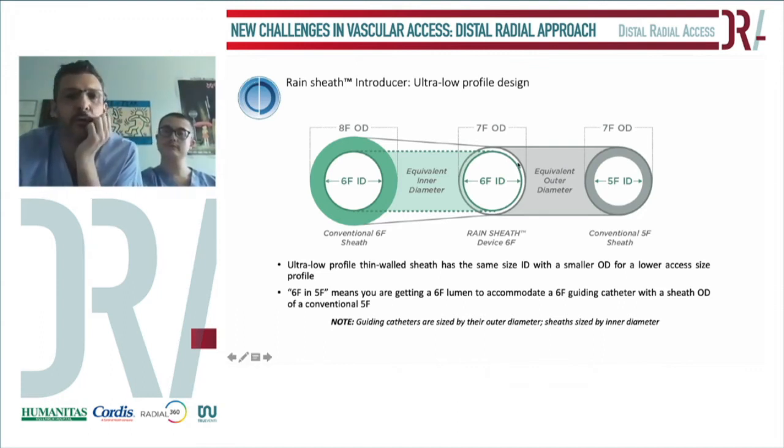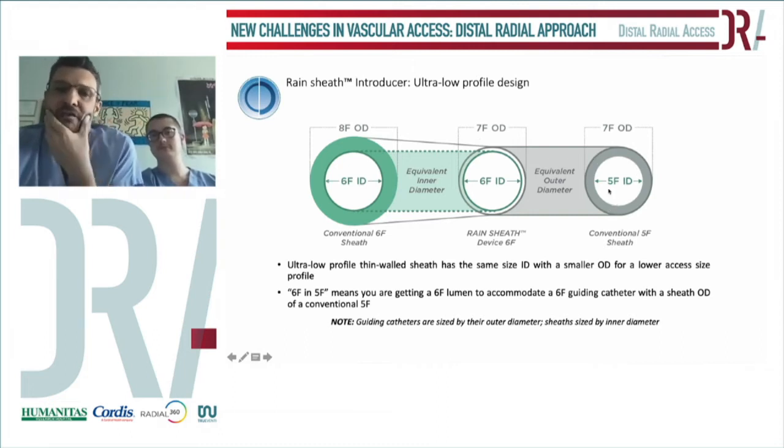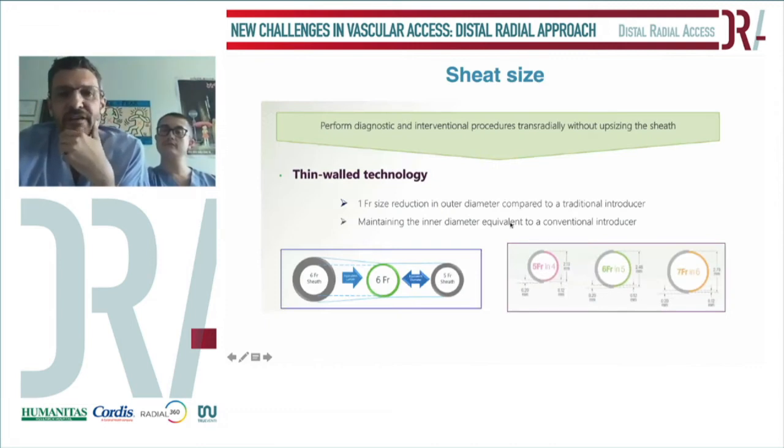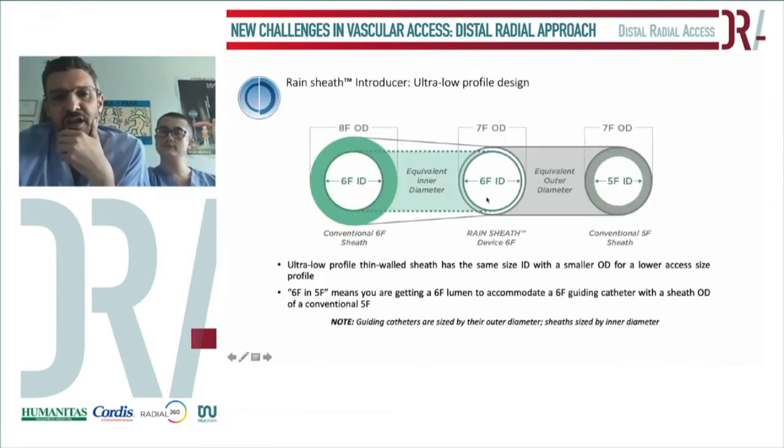This is the concept of 7 in 5 or 6 in 5. The concept is that I have the same inner diameter of a 6 French, reducing the outer diameter. So the outer diameter of a 6 French is like the outer diameter of a 5 French. For this reason, the concept is 6 in 5: the inner diameter of a 6 French sheath maintaining the outer diameter of a 5 French sheath.